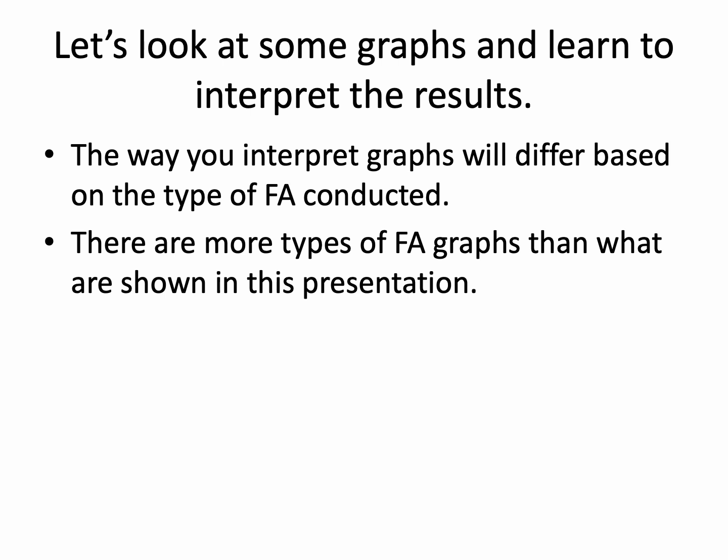So now that we've gone over each of those different conditions and what they would look like, let's look at some graphs and learn about interpreting FA results. So the way that you interpret FA results is going to be different based off of the different types of functional analyses that you conduct. As I mentioned, in some of them, we're going to look at the duration that it takes for the behavior to happen from the beginning of the session to when the behavior finally occurs. And then in others, we're going to look at how often a behavior occurs in the session.